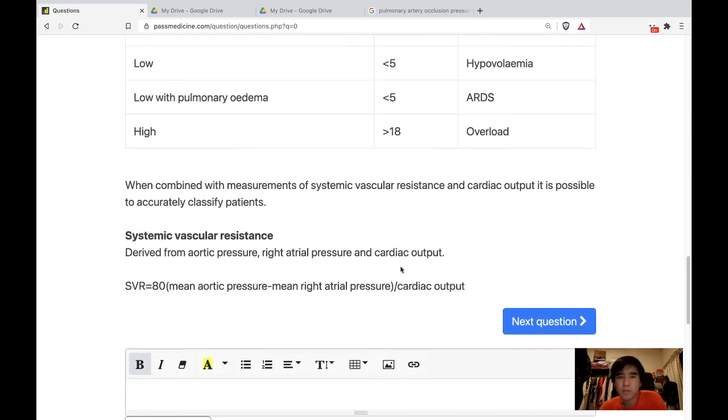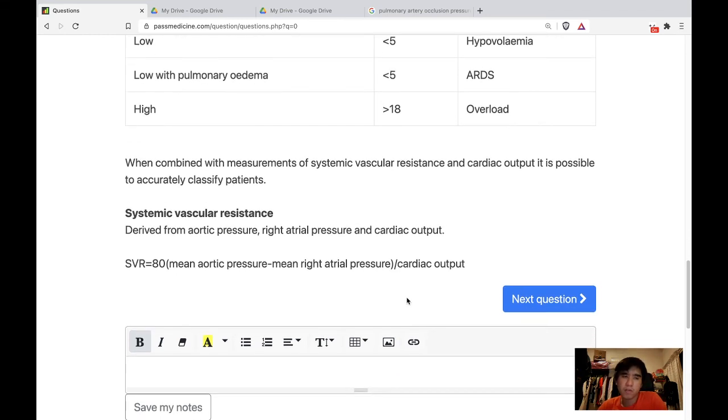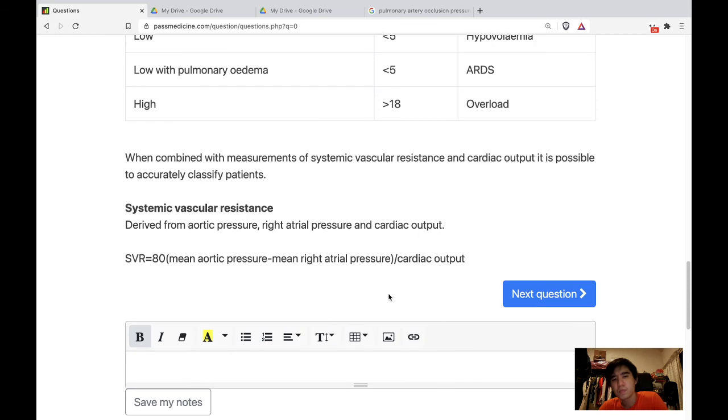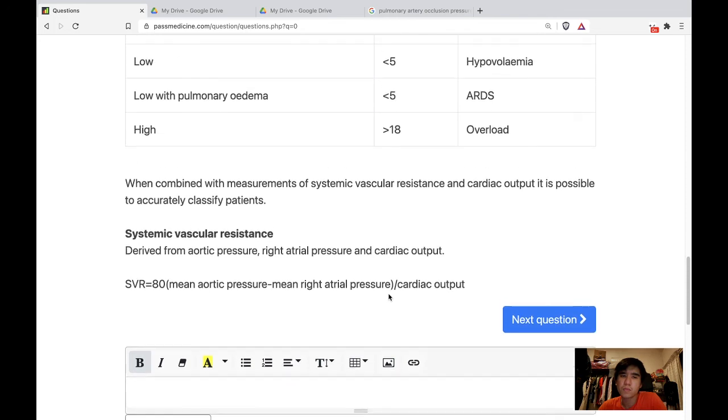Okay, when combined with measurements of systemic vascular resistance and cardiac output, it is possible to accurately classify patients. Systemic vascular resistance is derived from aortic pressure, right atrial pressure, and cardiac output. Okay, systemic vascular resistance equals 80 times the mean aortic pressure minus mean right atrial pressure, divided by cardiac output. Okay.